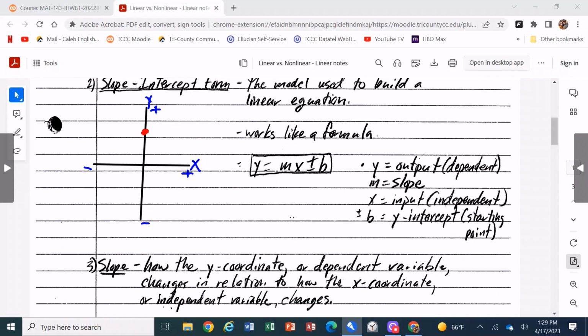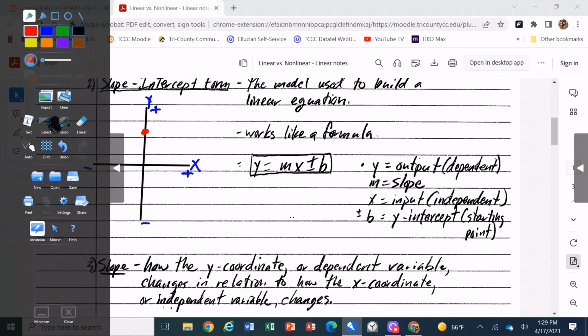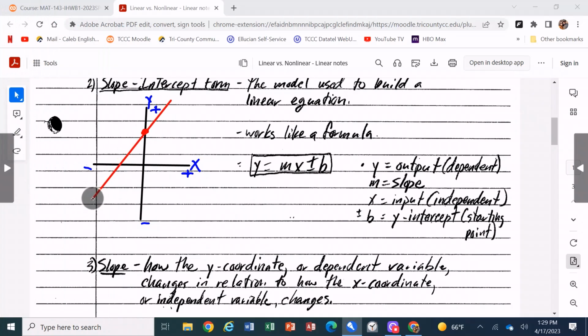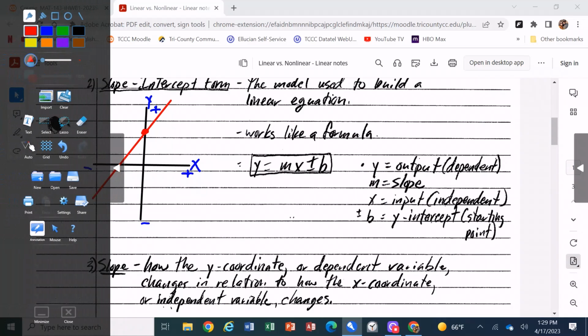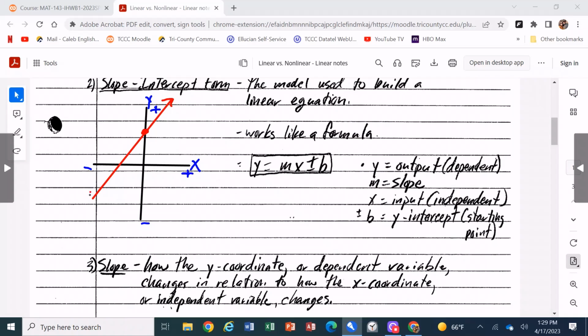But yeah, so if you've got a line, say, going like that, the y-intercept is where it cuts across the y-axis. Now, there is also an x-intercept, right? And there are things that you can do with that, but not anything that we're going to do.